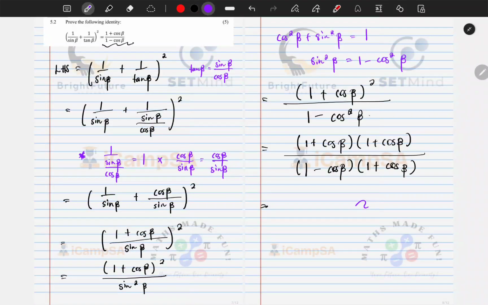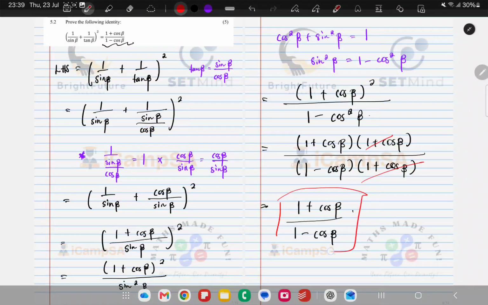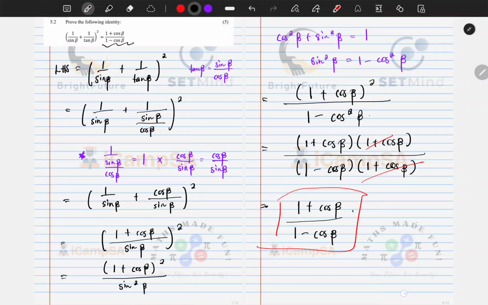Great. So now this and that can cancel. So I'm just going to be left with 1 plus cos of beta all over 1 minus cos of beta. So this is going to be my answer, right? And therefore it means that my left hand side is indeed equal to my right hand side. So I got my findings.